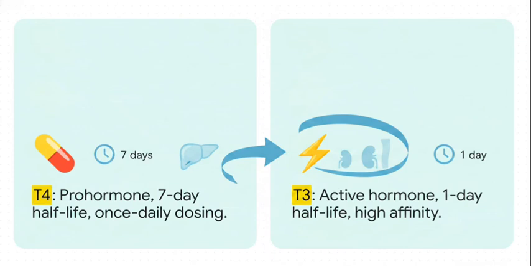Because 80% of circulating T3 is actually converted from T4 in peripheral tissues like the liver, we purposefully prescribe levothyroxine, which is T4, as a convenient once-daily pill. That long half-life provides a nice stable reservoir for the body to convert into active T3 exactly as it's needed.